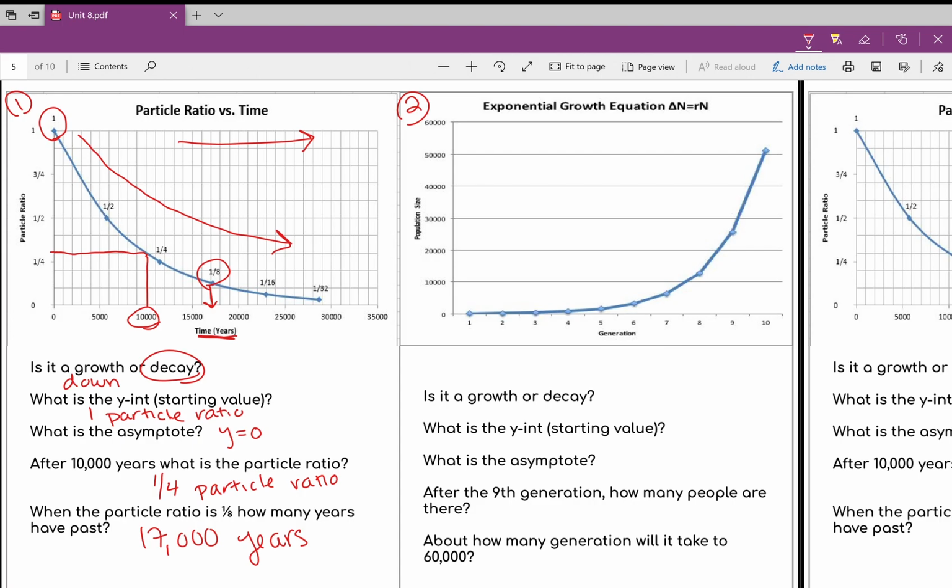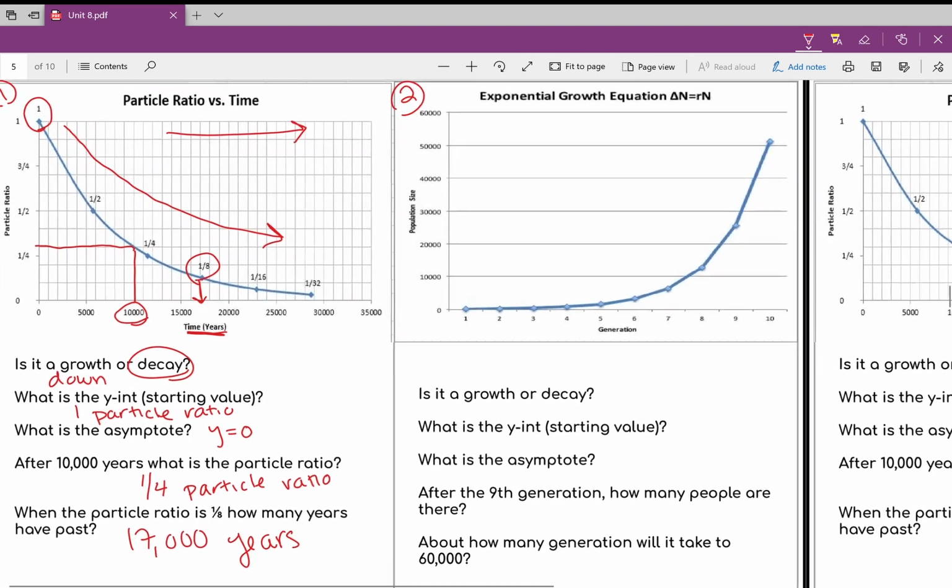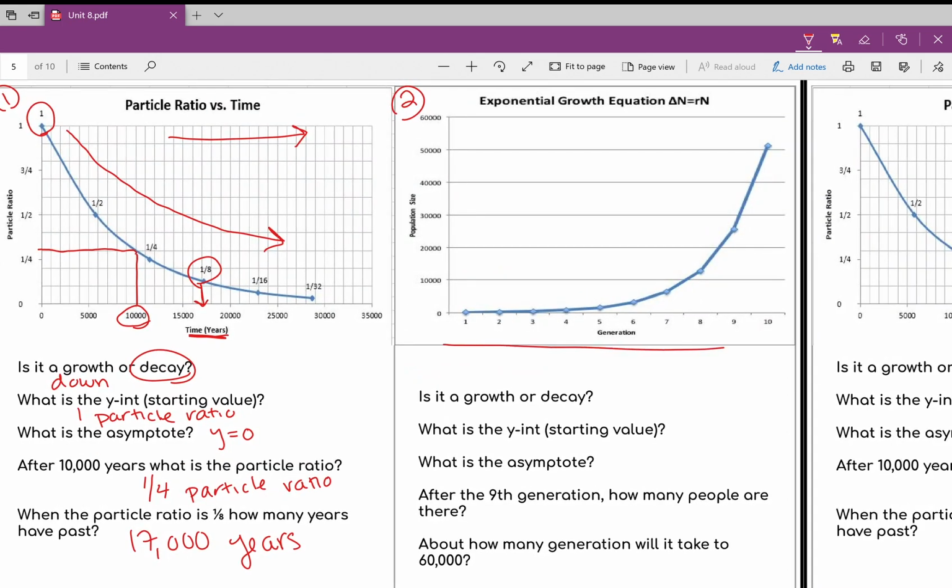Okay, so the answers to number 2. So first it says, is it a growth or a decay? So remember, if we read it from left to right, we notice this graph is going up. So since it's going up, this is going to be a growth. Next it says, what is the y-intercept? So the y-intercept, or the starting value, is where it crosses the y-axis. If I was to continue this graph all the way to the end, I would notice that it would start at 0. So our population size is 0.